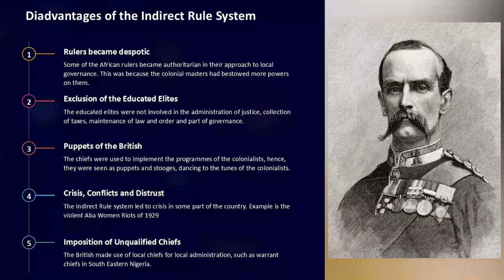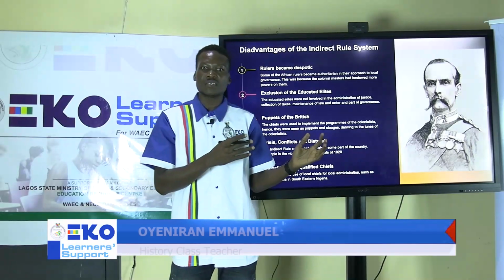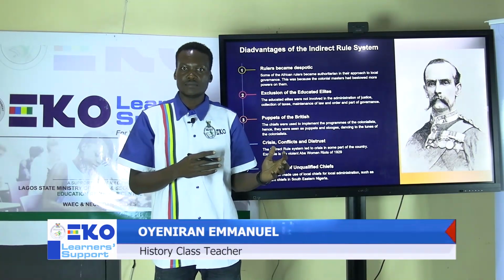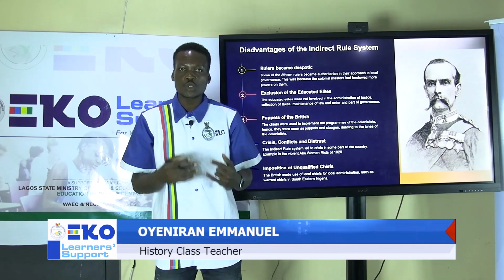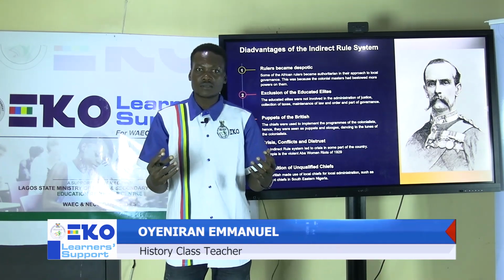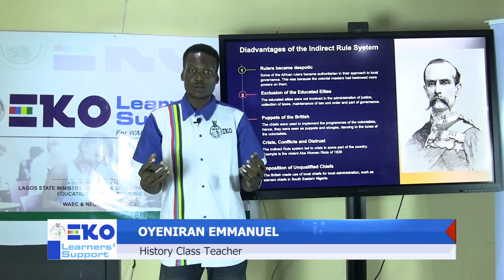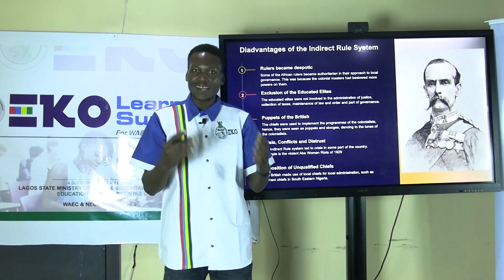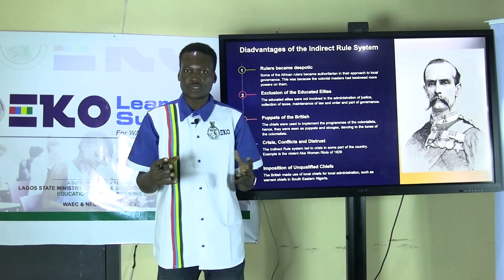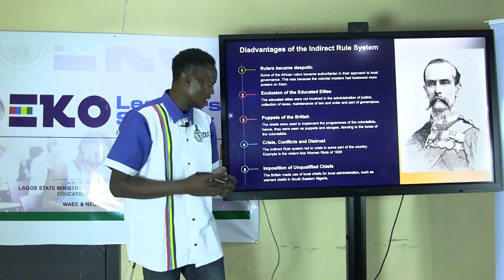Four, crisis, conflict, and distraught. This indirect rule system in some regions led to violence. A very good example is the Aba women's riot that had to do with taxation. When there was too much taxation, the women had to come out to protest against it. So the indirect rule system led to distraught, conflict and crisis.